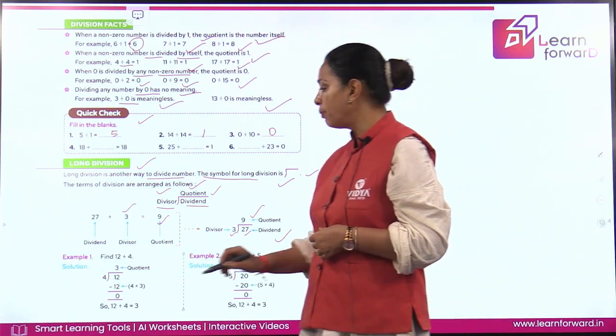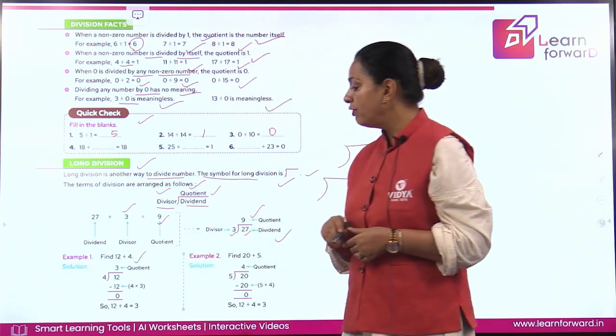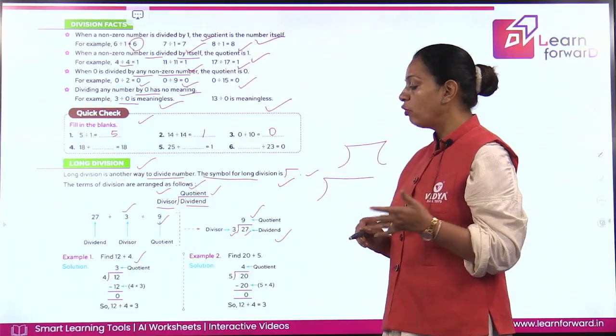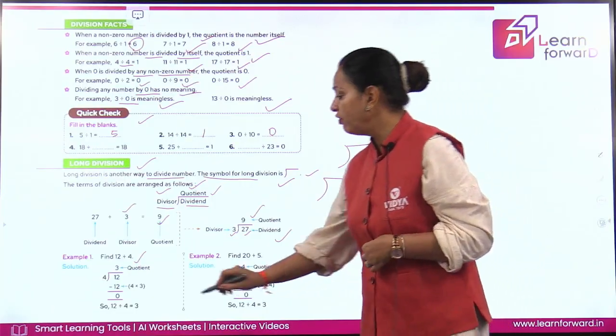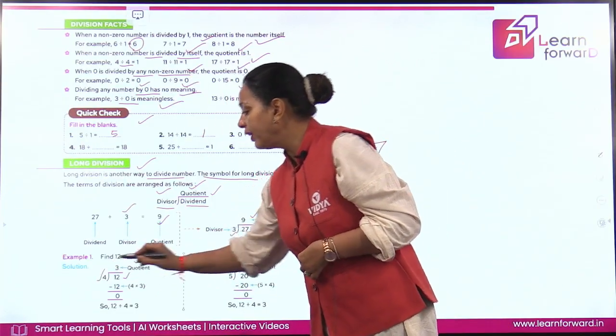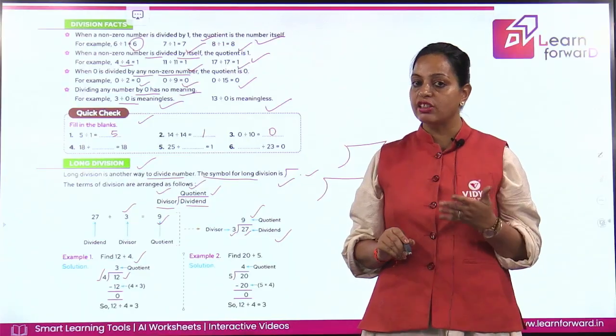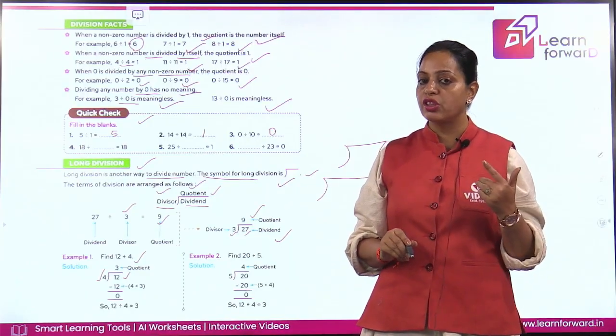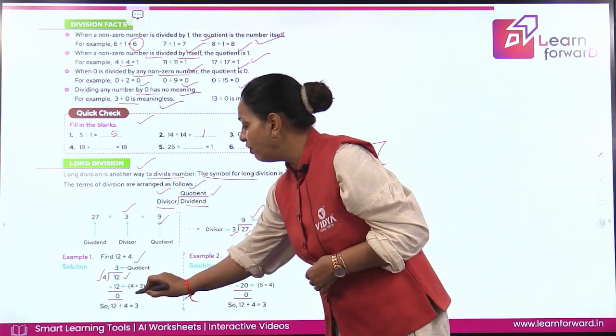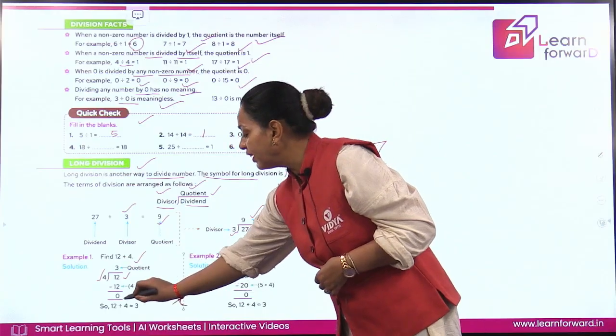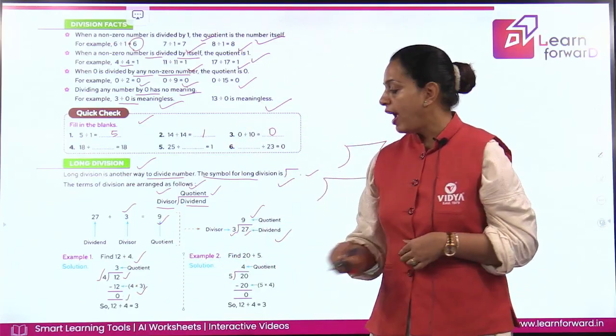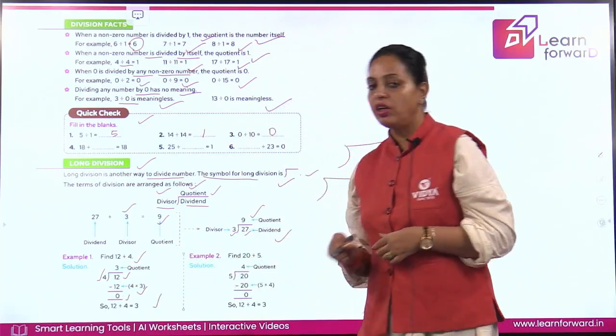Now see example 1. Find 12 divided by 4. यानी 12 को 4 से divide करें. 12 is the dividend, 4 को हम बाहर लिख देंगे. You know 4 3s are 12, so 3 is the quotient. तो हम 12 के नीचे 12 लिखेंगे and minus कर देंगे. This is 0 and quotient is 3.